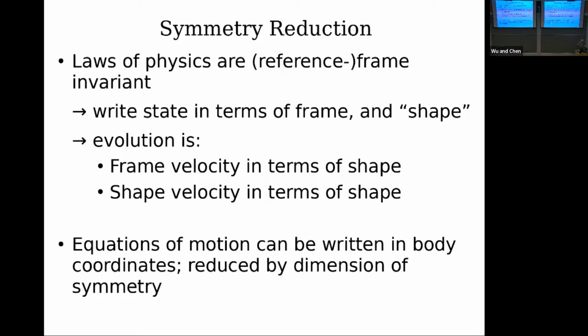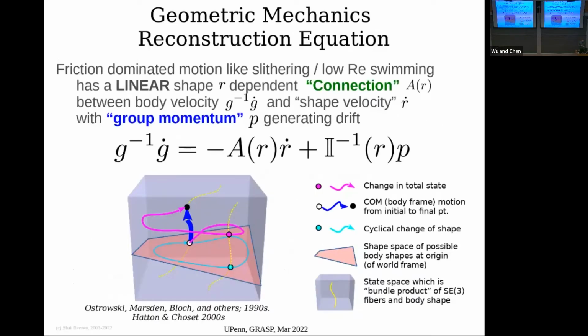And so this is a formal way of saying the intuitive notion that your equations of motion can be written in body coordinates and reduced by the dimension of the symmetry of the environment. And what does that actually look like? It is governed by what's called, in geometric mechanics, the general form known as the Reconstruction Equation, which takes the form of the equation you see here.